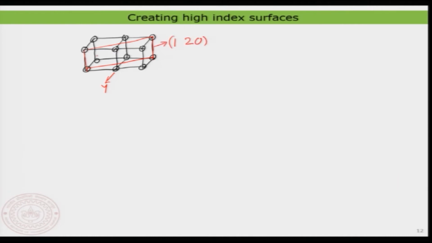Of course, this is not a very high index surface, but just for the understanding of how to do this practically, I have shown this. One can actually create much higher index surfaces, as you will see in the slides. Now, let us do this. Let us just take those corner atoms. The interesting thing is that the corner atoms are much farther apart compared to the ones we created in the last class, that means the low index surface.